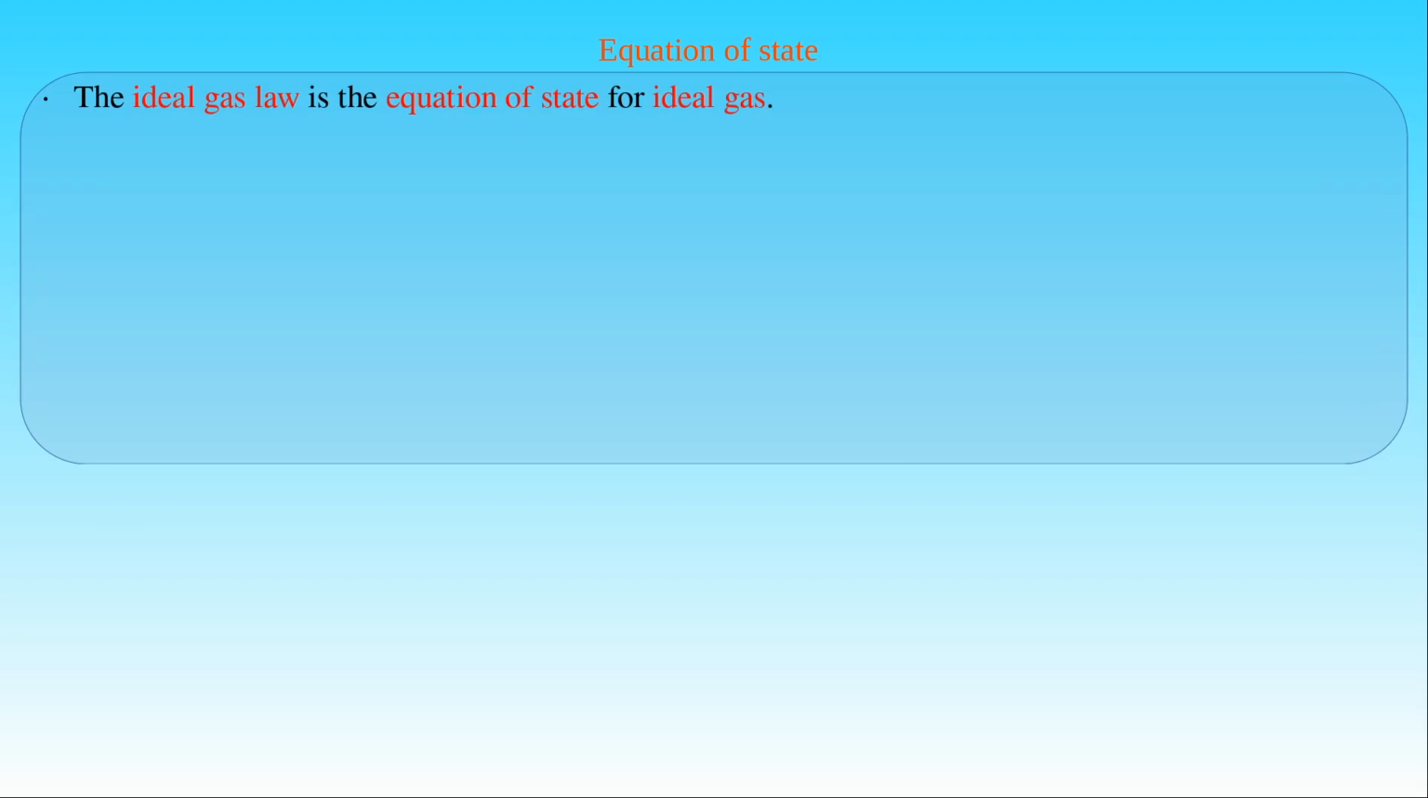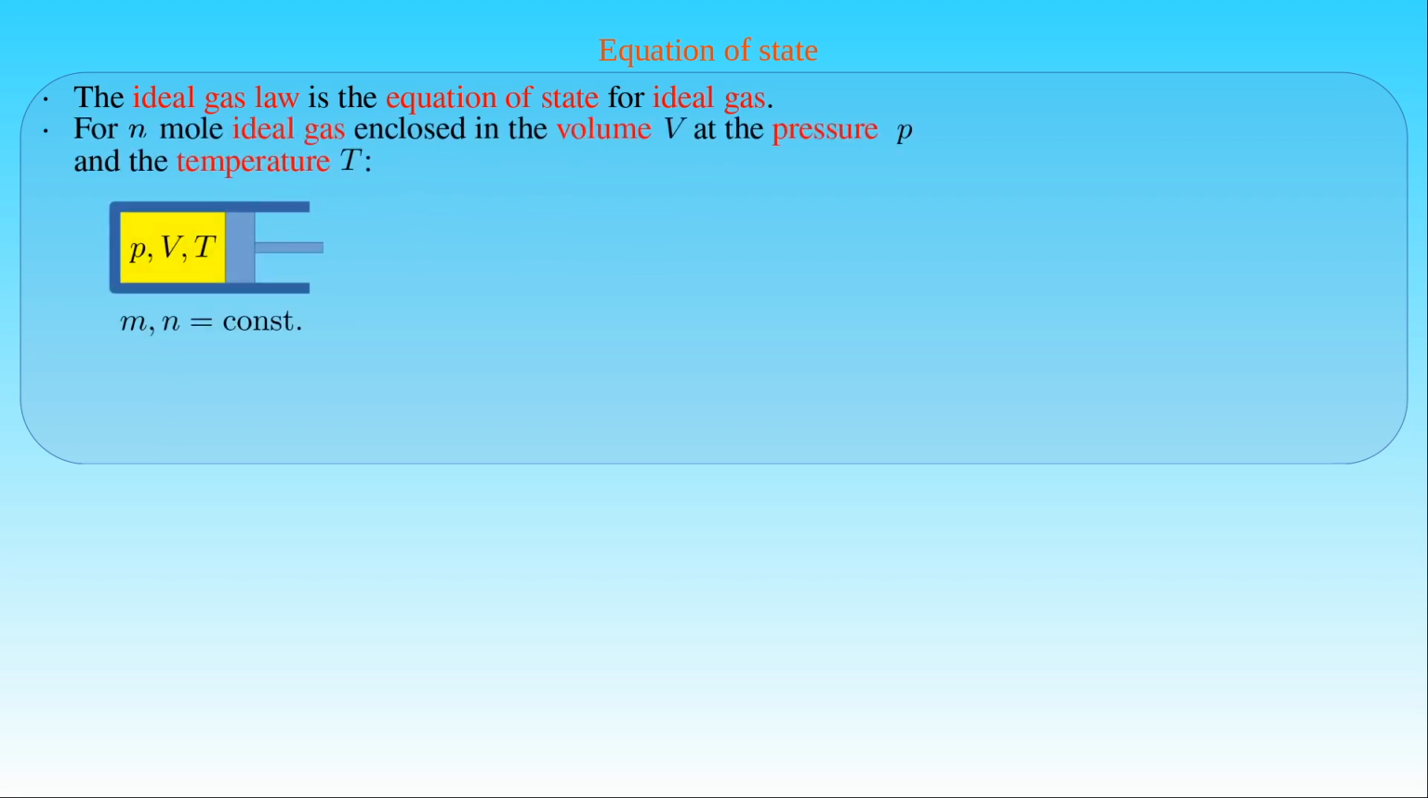We saw that the state variables of the gas are its mass or amount of substance, together with the pressure, the volume, and the temperature of the gas. The ideal gas law formulates a unique relationship between the state variables of n mole ideal gas confined in the volume V at the pressure P and the temperature T, which states that the product of the pressure P and the volume V is equal to the amount n of the substance, times the gas constant R, times the absolute temperature T.